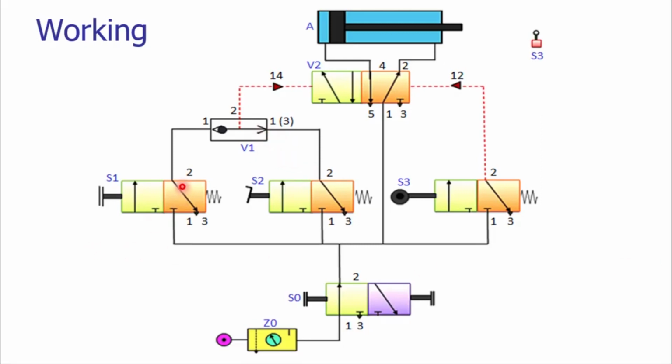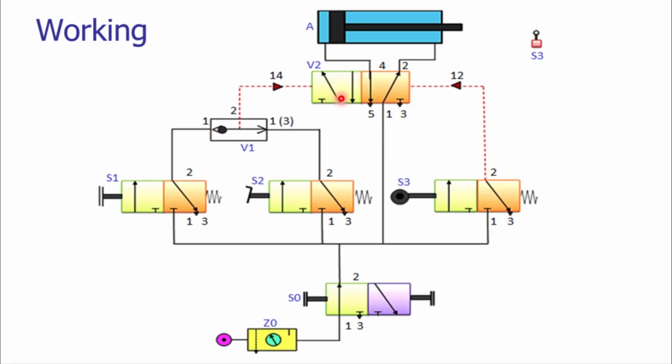Now the pressurized fluid will come from the power port to port 1 of the shuttle valve, and the pressurized air further will be given to operate the DCV. So this is the pilot pressure which will actuate the DCV. Now let us look at the position which will be actuated by the pilot pressure given by the shuttle valve.